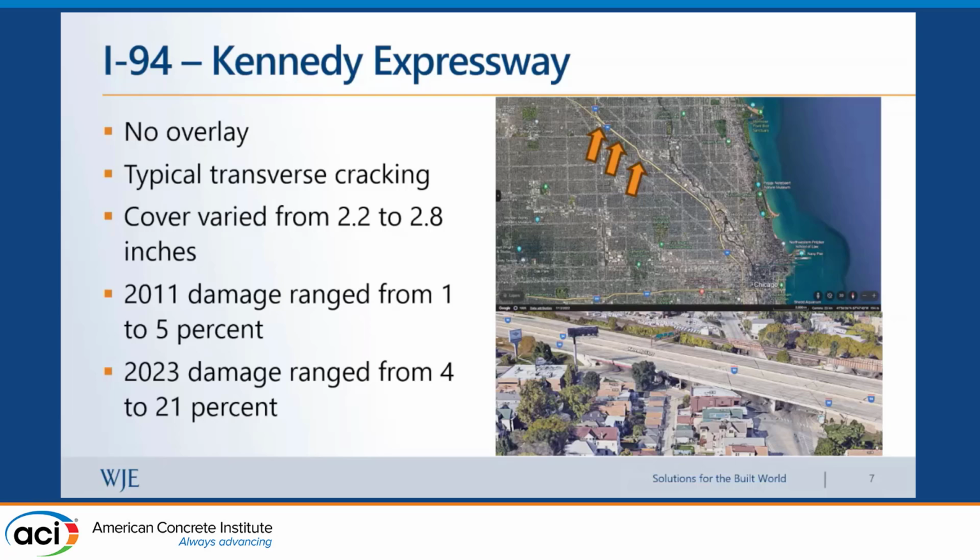And when we did the investigation in 2011, the damage that we had seen, which is delamination and spalls of the concrete cover, ranged between 1 and 5% of the surface area of the bridge deck. When we went back in 2023, that damage percentage increased over those 12 years to 4 to 21%. So we had a range of conditions over the 7 bridges. Some of them were as low as 4%, and some were as high as 21%.